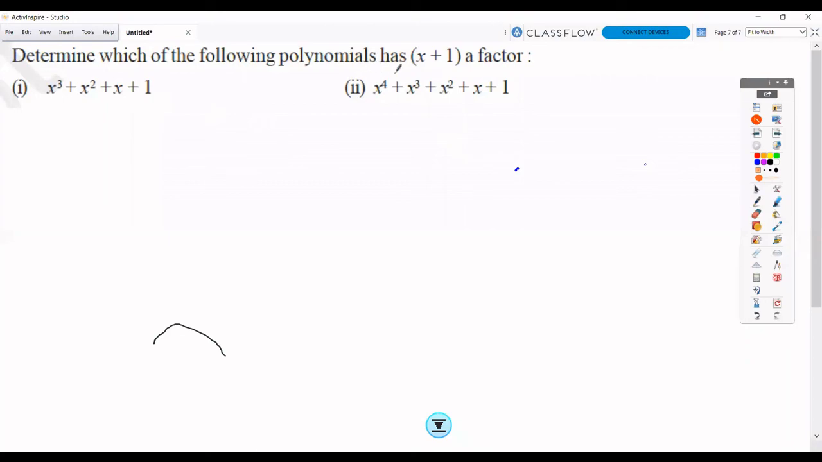So for being a factor, I must consider this is greater than or equal to 1. It's okay. And x plus 1 will be a factor.